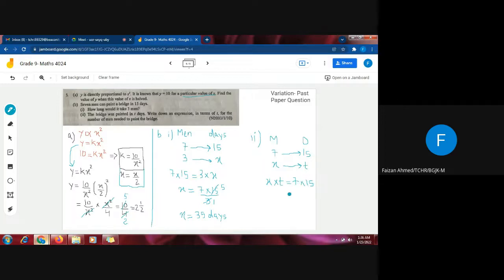7 multiplied by 15 is 105. 7 times 5 is 35, so 5 will be here and 3 will be carried forward. 7 times 1 is 7, and 7 plus 3 will be 10. So this will be 105. Since I have to write the expression for x, I will make x the subject. This t is being multiplied on this side and it will go to the other side and get divided. So this is the expression for the number of men needed to paint the bridge in t days.